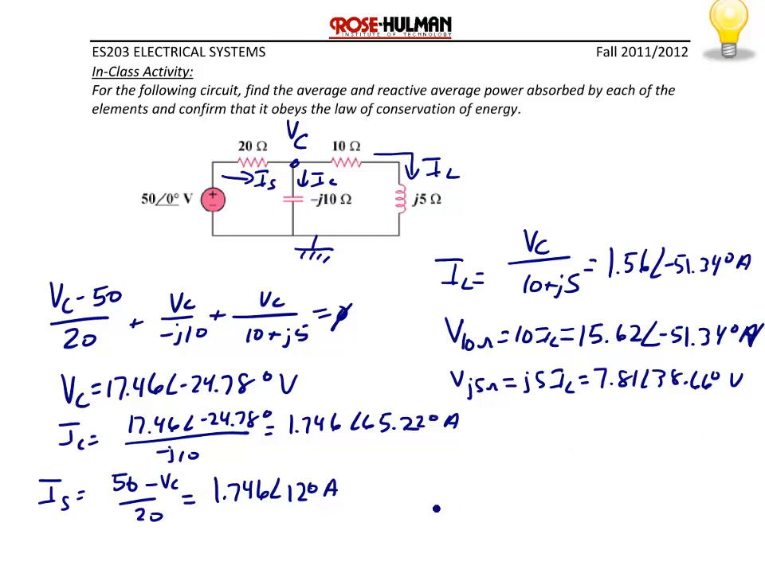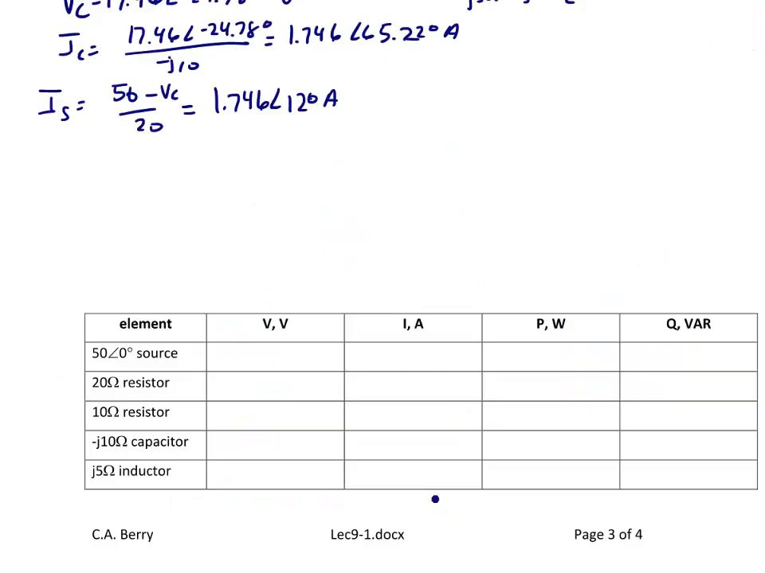So now we can put these values on our table. 50 with an angle of 0 degrees for the source, 34.92 with an angle of 12 degrees for the 20 ohm resistor, 15.62 with an angle of negative 51.34 degrees for the 10 ohm resistor, 17.46 with an angle of negative 24.78 degrees for the negative j10 ohm capacitor, and 7.8 with an angle of 38.66 degrees for the j5 inductor.